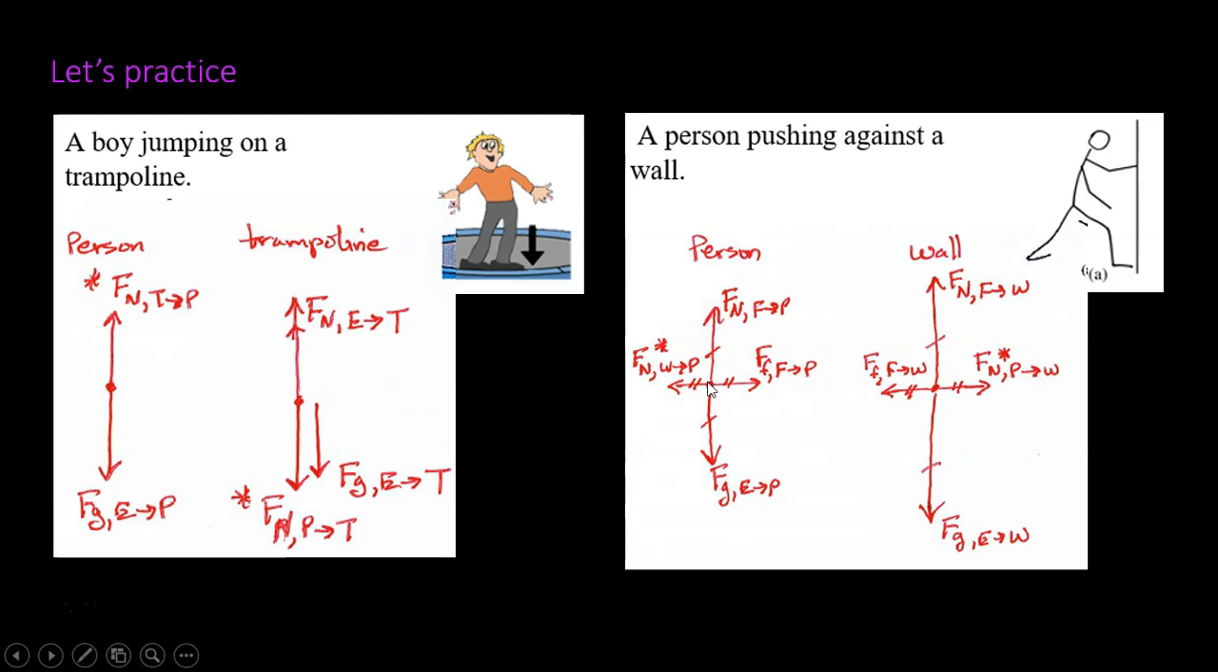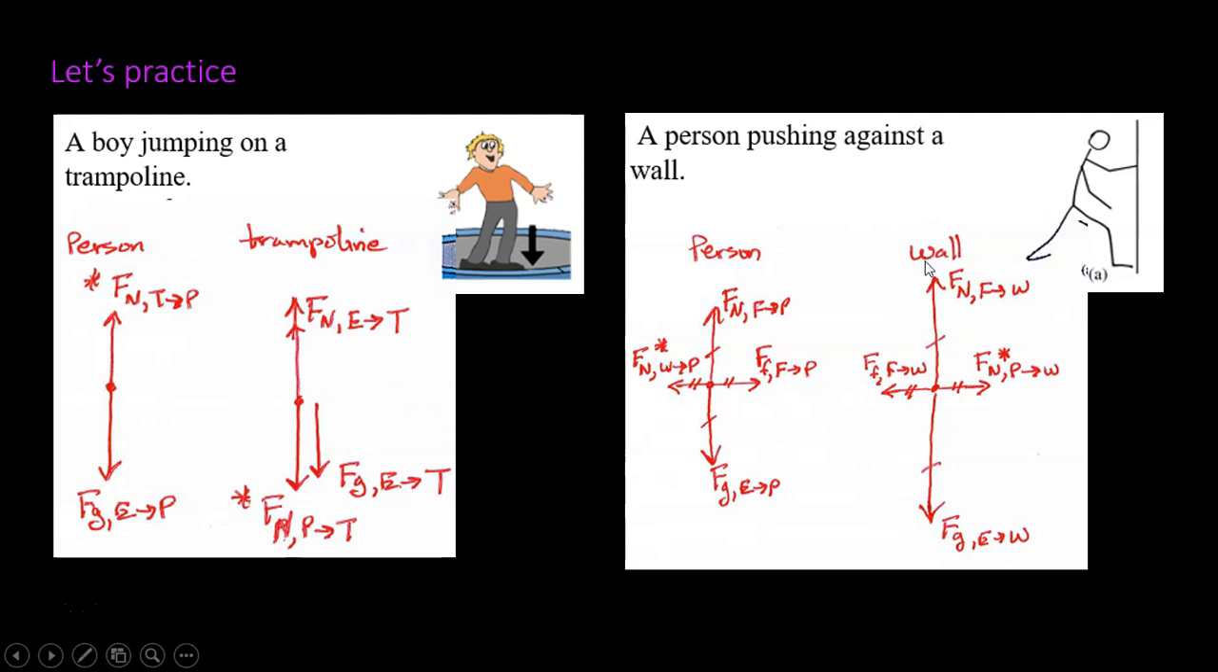Let's look at our vertical forces first. We have the Earth's gravity pulling the person down towards the center of the Earth. We have the floor pushing up with a normal force that's equal in strength and opposite in direction. Then to the left, we have the wall pushing on the person to the left, and we have the friction force of the floor pushing on the person to the right.